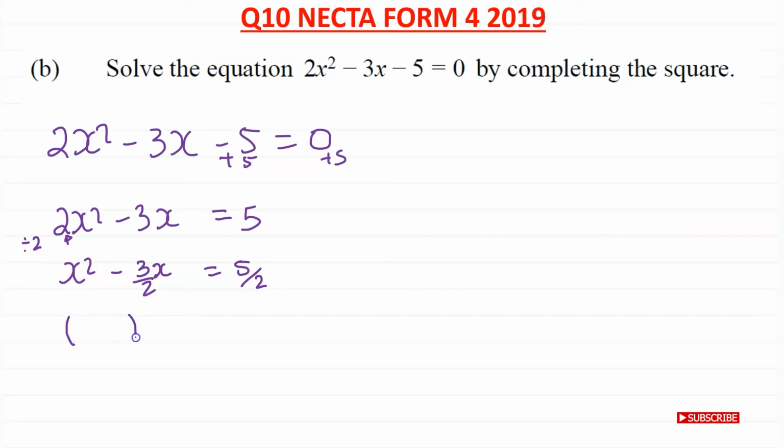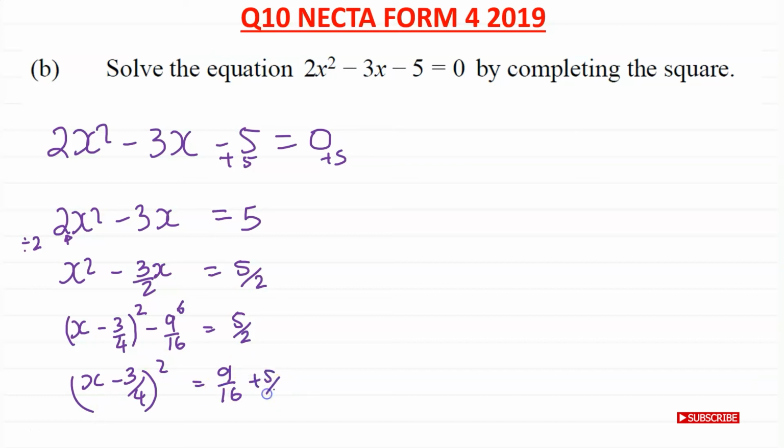So what do I need? I need a bracket with a square, and then I need an x here. There is a minus here, so I need a minus, and then half of 3 over 2, which will be 3 over 4. And then I need to subtract this number squared. So 3 over 4 squared will be 9 over 16, equals 5 over 2. Now I can remove this number by doing x minus 3 over 4 squared equals 9 over 16 plus 5 over 2.